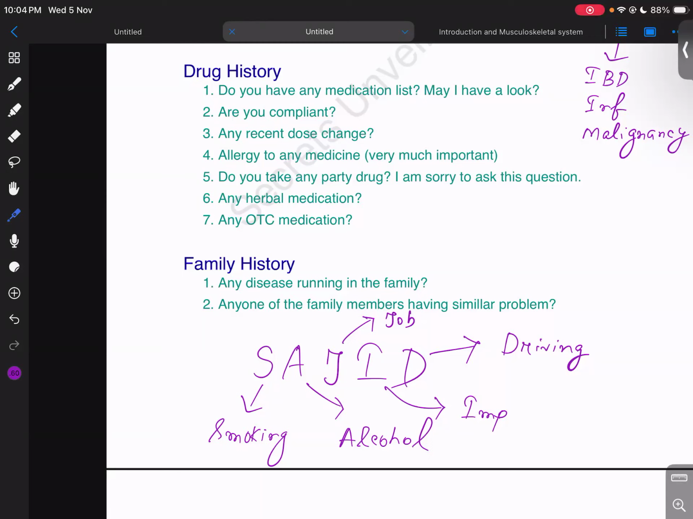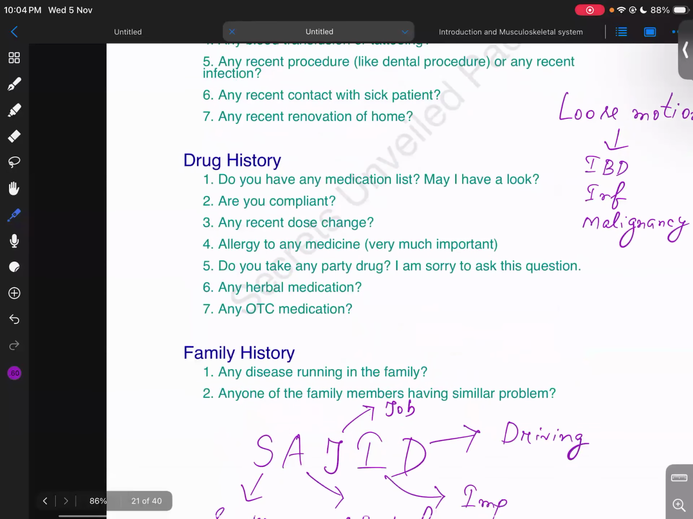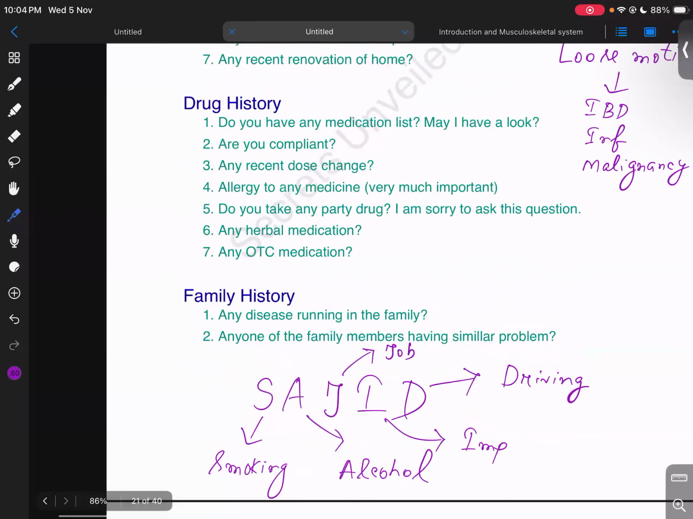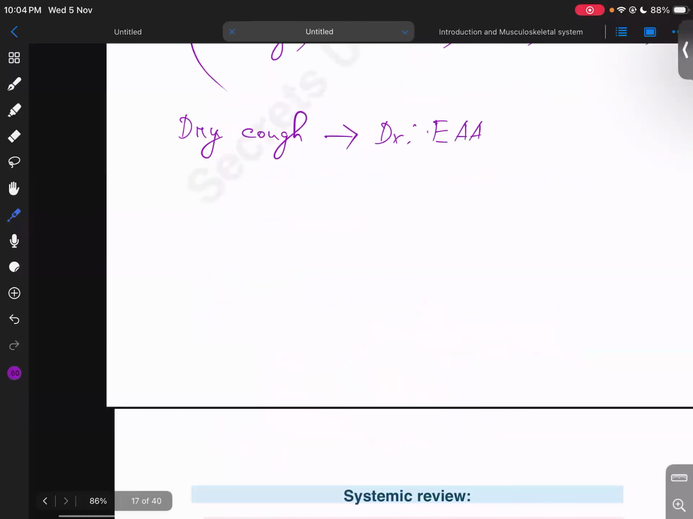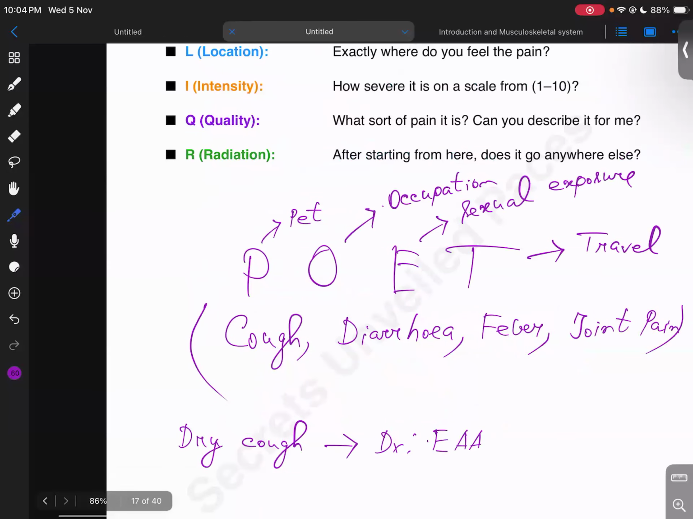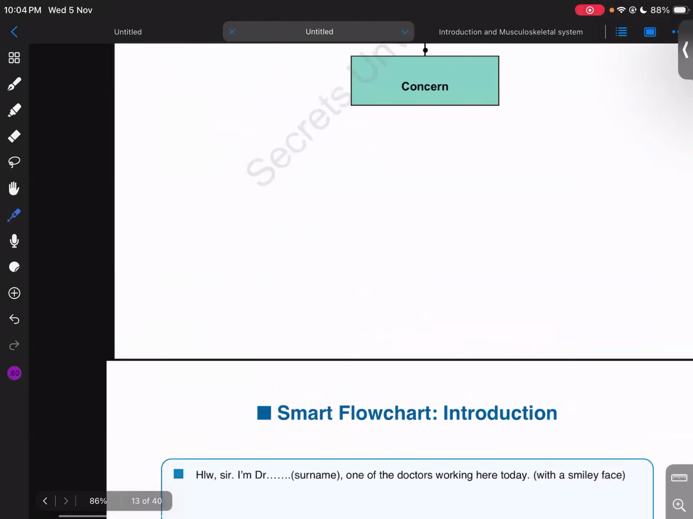So if the patient tells you, yes, I need some help, at that time you have to refer for professional help. The help can be an occupational health worker or a social worker. And also you have to ask about timing. So this goes for PDF Sajid. For cough, diarrhea, fever, and joint pain, we have to ask about POET. So this goes for the examination history taking format.